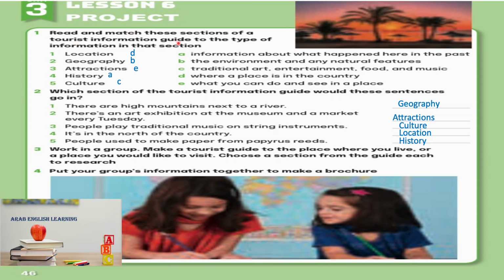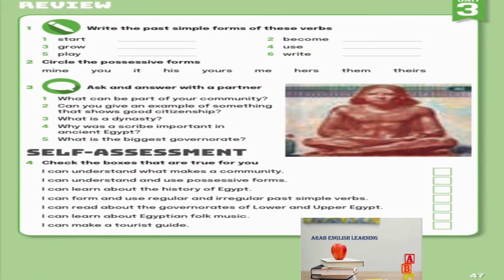the tourist information guide. Page 47, write the past simple forms of these verbs. 1. Start, started. 2. Become, became. 3. Grow, grew. 4. Use, used. 5. Play, played. 6. Write, wrote. Exercise 2. Circle the possessive forms.